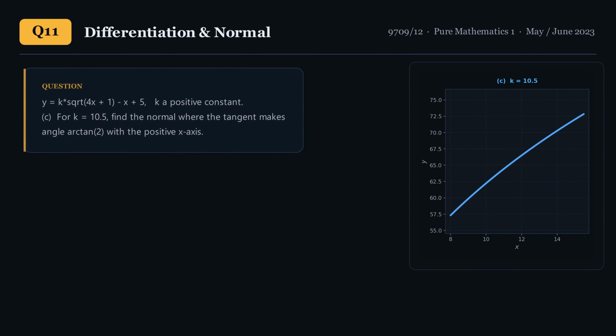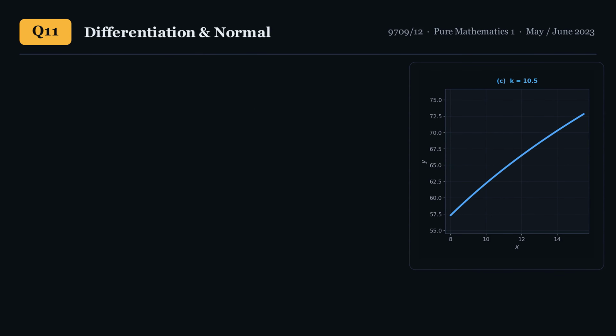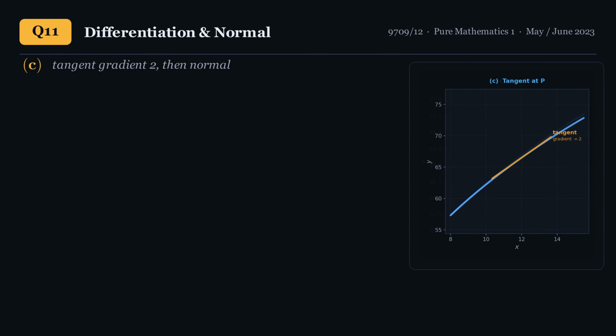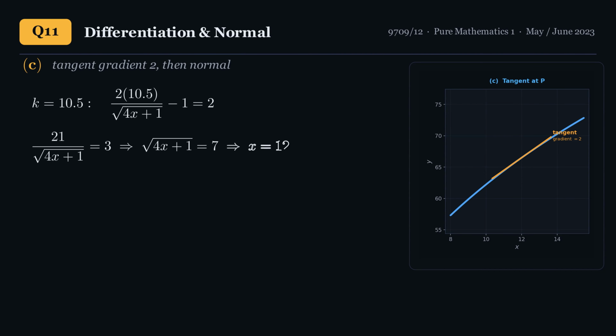Now let's work through the solution step by step. Arctan 2 means the tangent gradient is 2. The tangent line has gradient 2. That is what arctan 2 means. Set dy by dx equal to 2 with k equals 10.5. Solve for x equals 12.